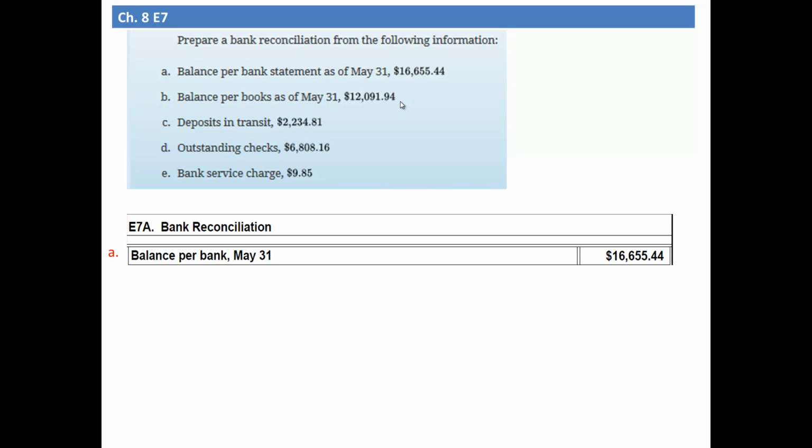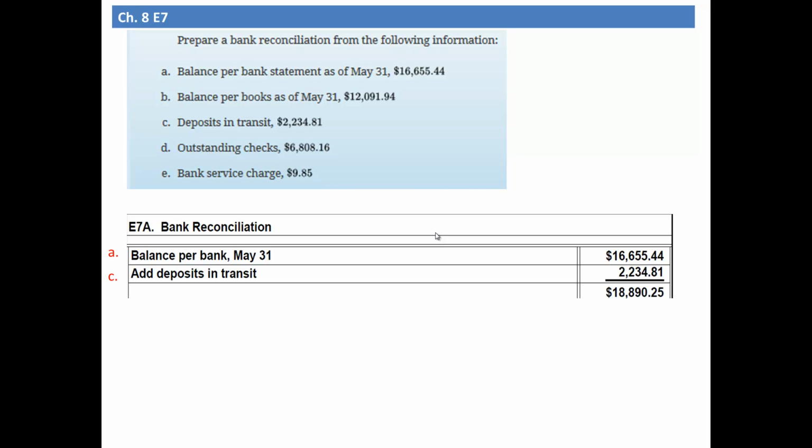The first thing we're going to do is look for any deposits in transit or any outstanding checks. And we have both of those in C and D. We add the deposit in transit, because a deposit in transit means you make a deposit, you write it down in your cash ledger, and you add it in. But it hasn't shown up at the bank yet, though it will eventually. So we want to go ahead and add it in now to get us closer to balancing.